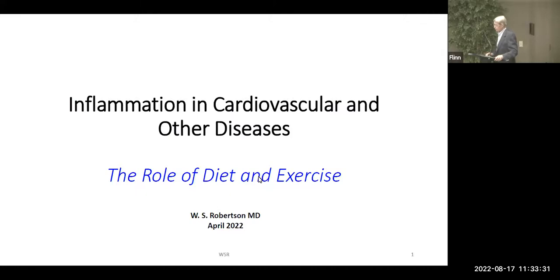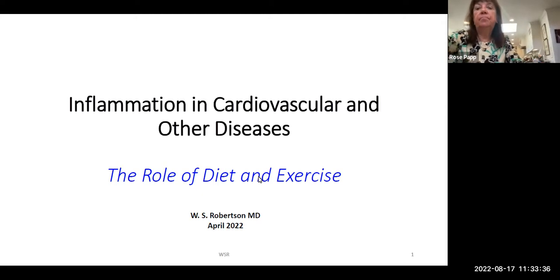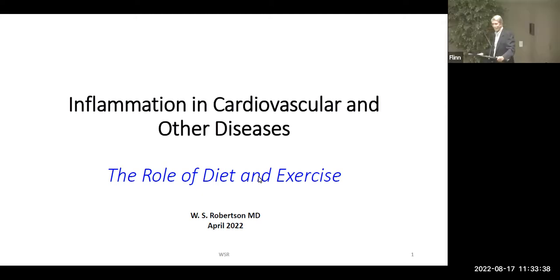Let's get started. So it's all about inflammation. Everything is about inflammation. As we have begun to investigate the origin of cardiovascular disease, we began to realize that inflammation was crucial. And as we looked at cardiovascular disease, we realized that inflammation was crucial in many diseases, if not all of the chronic diseases. So let's start.